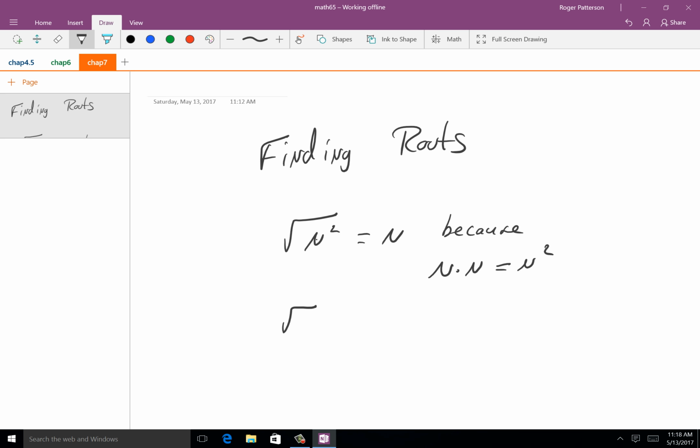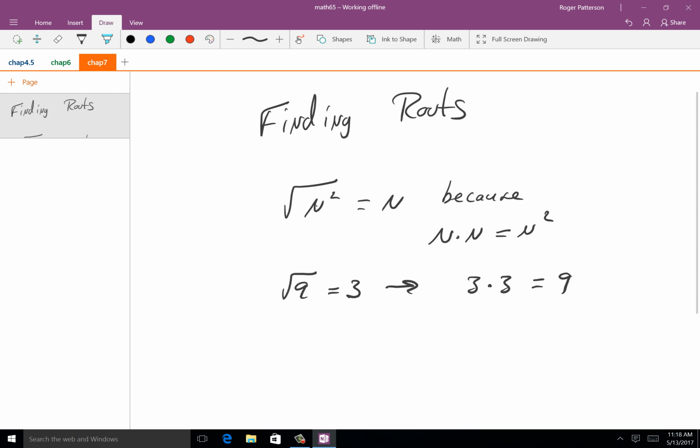But if you take the square root of 9, for example, well, that's 3, because 3 times 3 is equal to 9. All right, that's a square root. Square root of 16 is equal to 4. Why? Because 4 times 4 is equal to 16.